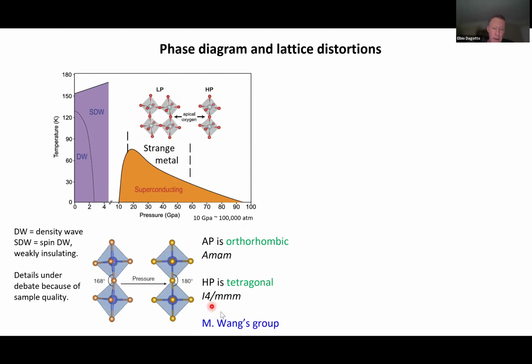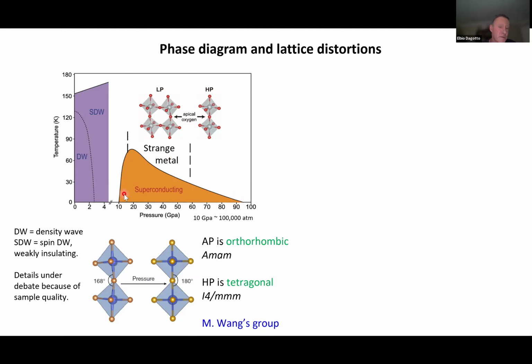This figure still comes from Meng Wang's group. What you have in the horizontal axis is pressure instead of doping, as is canonical for the copper oxides. Here the superconducting phase is not a perfect symmetric dome. It has a peak around 20 gigapascal. And there is a region of strange metallicity, meaning that the resistivity is approximately linear with the temperature. And then if you keep on going down with Tc, it becomes a Fermi liquid.